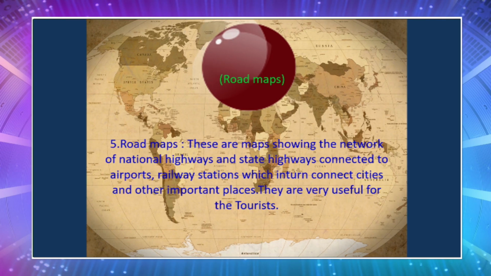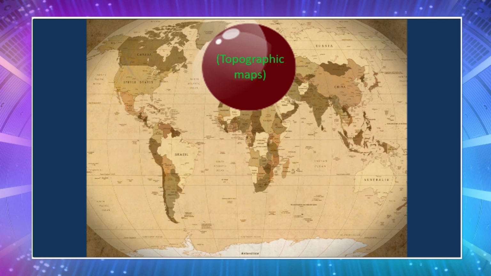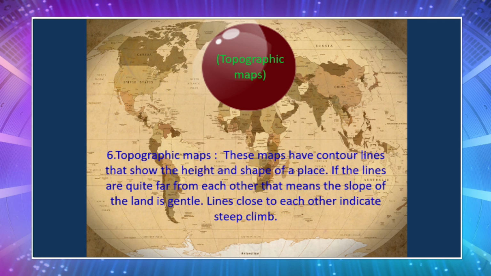Road maps. These are maps showing the network of national highways and state highways connected to airports, railway stations, which in turn connect cities and other important places. They are very useful for tourists. Tourists generally use these maps to explore new places and for adventures. Topographic maps. Topographic maps have contour lines that show the heights and shapes of a place. If the lines are quite far from each other, that means the slope of the land is gentle. Lines close to each other indicate steep climb.